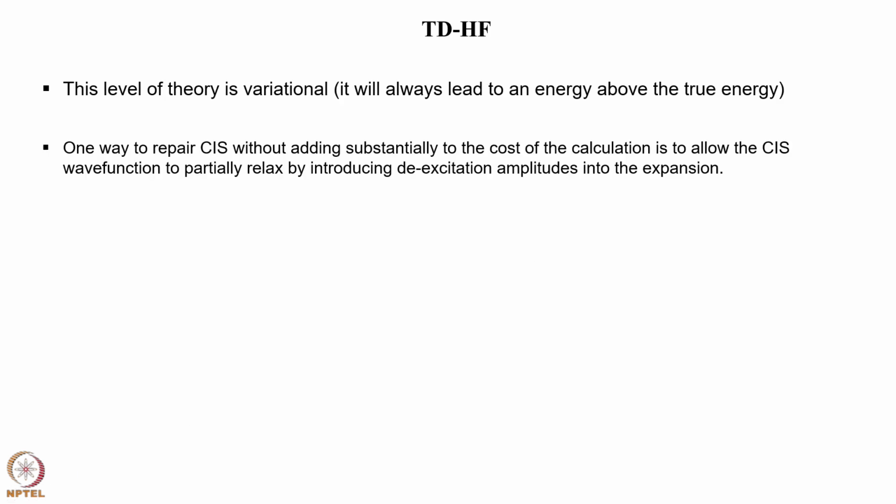Now, the level of theory is variational, so it will always lead to an energy above the true energy. Now, the problem is that you only have a singly excited state. That means this is your 0th order contribution to the excited state. So, I am starting with a Hartree-Fock orbital, and CIS just allows me to get to the excited state. My orbital relaxations are not treated so much. So, one way to repair CIS, of course, is to consider the double excitation, and that will repair the problem of orbital relaxation, but that will increase the computation cost also.